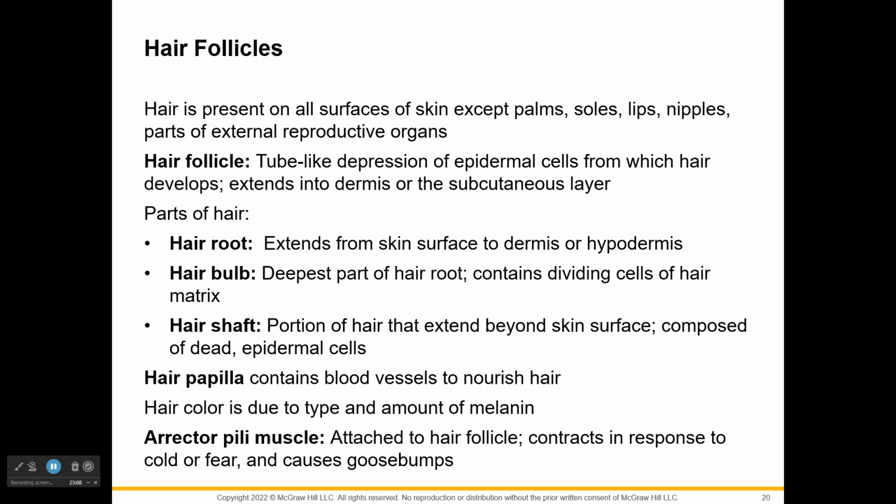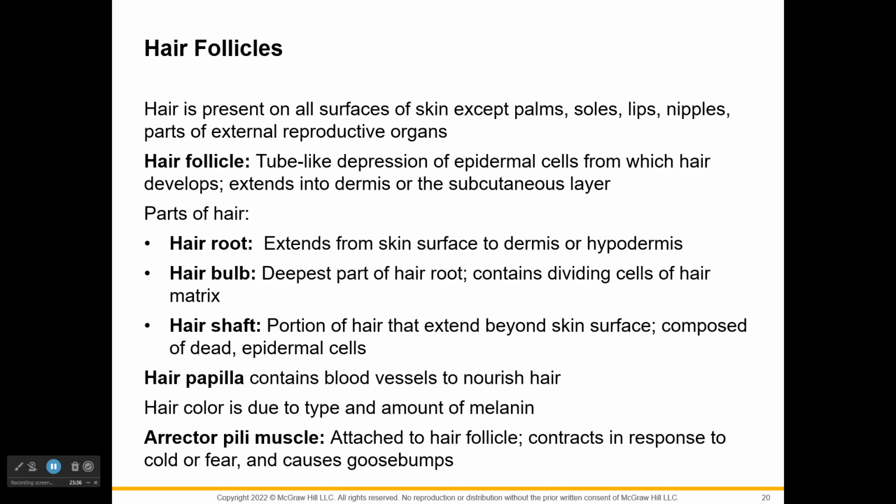The root is what extends from the skin surface to the dermis and the epidermis. The bulb is the deepest part of the hair root, and it's where the cell's matrix is. What happened with the matrix with the nail? Remember, that's where the nail was growing. Well, the matrix is where the cells are dividing to make the hair in the hair bulb. And then the hair shaft is the portion of the hair that actually comes out of the skin, and you can see it. You can cut it, but the root is inside.